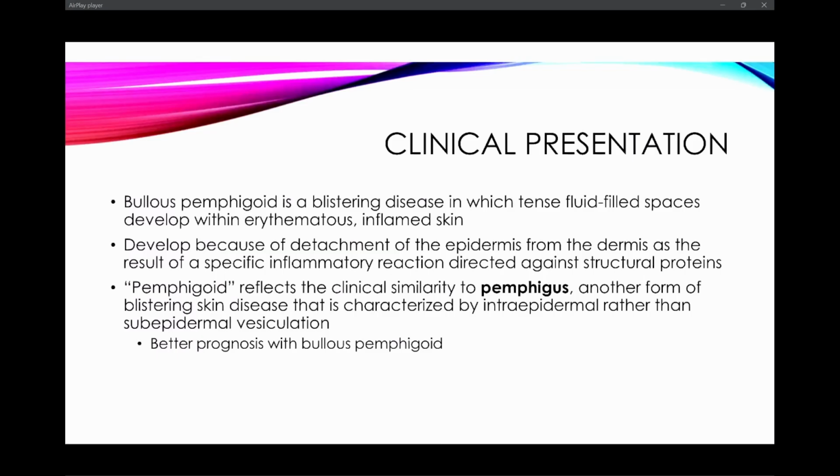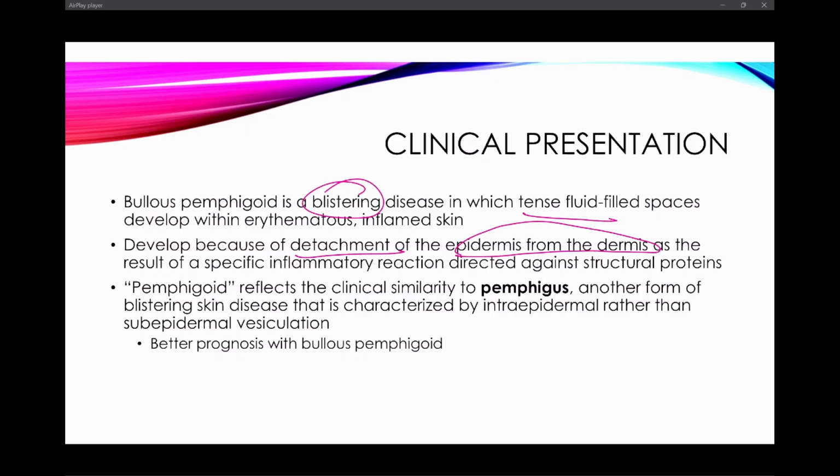So blistering disease, we know that because it's vesiculobullous, in which tense, fluid-filled spaces develop within erythematous inflamed skin. So very tense. That bubble is going to look like it's going to pop. It's going to be very tight, very shiny when you look at it. That's what tense, fluid-filled means. It develops because of the detachment of the epidermis from the dermis. Remember those two layers. We talked about friction, like a blister. From friction, the two layers split. In this, it's an underlying inflammatory process that causes those two layers to split.